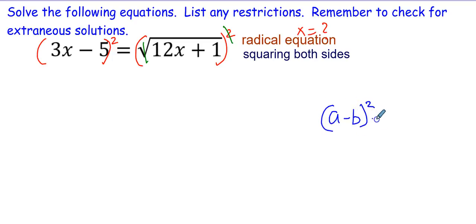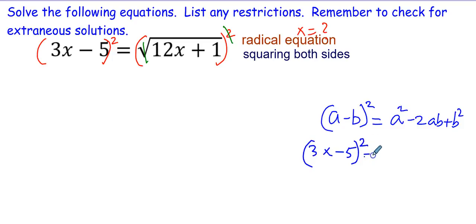This 3x minus 5 whole square is a special product, like a minus b whole squared is equal to a square minus 2ab plus b square. So 3x minus 5 whole square: a square means 3x square, that will give you 9x square, 3 times 3 is 9, x square, minus 2ab, that is 2 times 3 is 6, 6x times 5, that is 30x, plus b square means plus 5 square, 25.